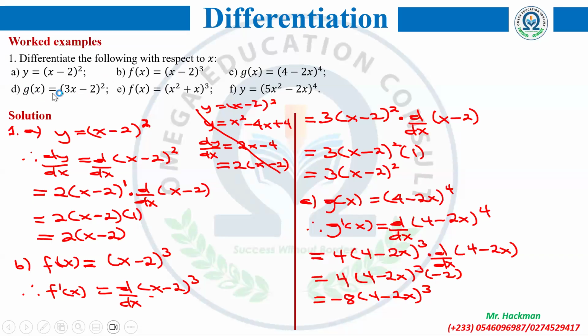So J prime will be equal to 2 will come down in brackets to the power 1, then times what? In bracket 3, because it will be d/dx of what you have here, which will give us 3. So you are going to get 2 times 3, which will be 6. So it will be 6 in bracket 3x minus 2.